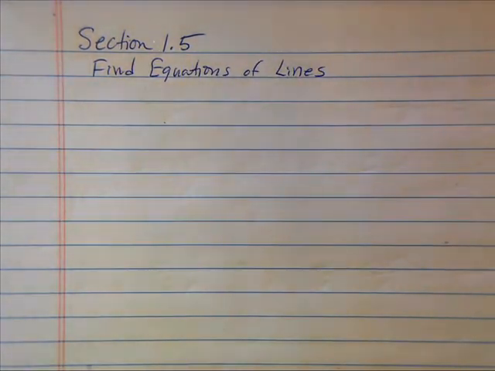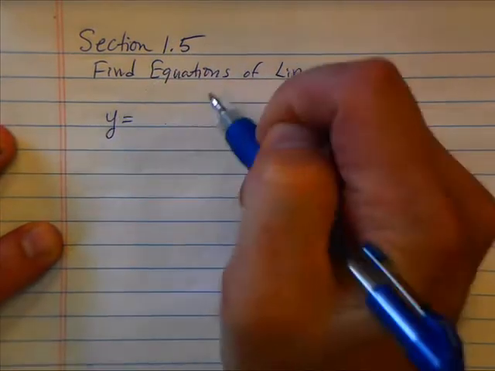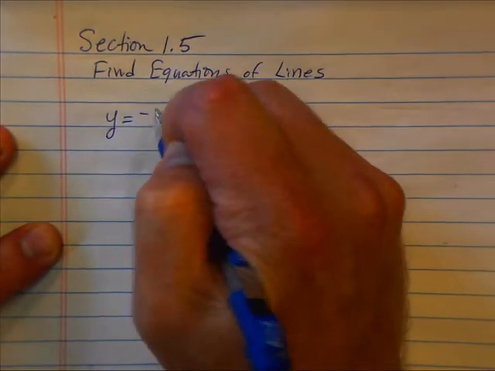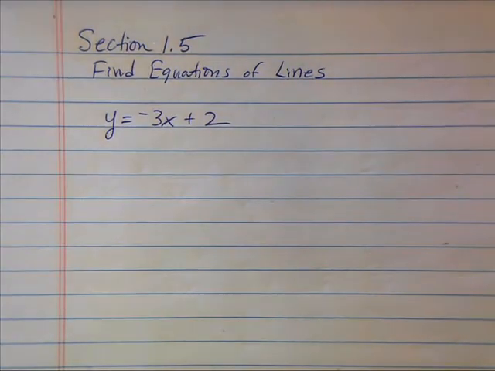Section 1.5 is kind of exactly the opposite of what we've been doing. What we've been doing is I give you an equation. So I might give you the equation y equals negative 3x plus 2. So what we've been doing so far is I give you an equation, and from that equation, I ask you to give me information. Similar to what we just saw there on the quiz.